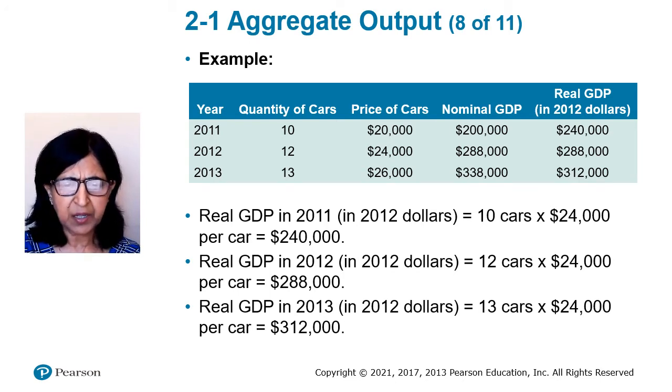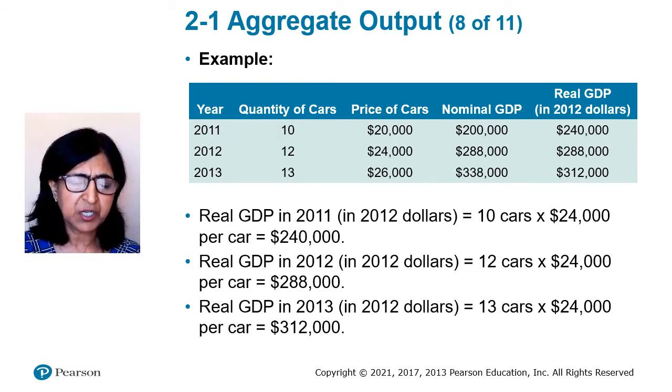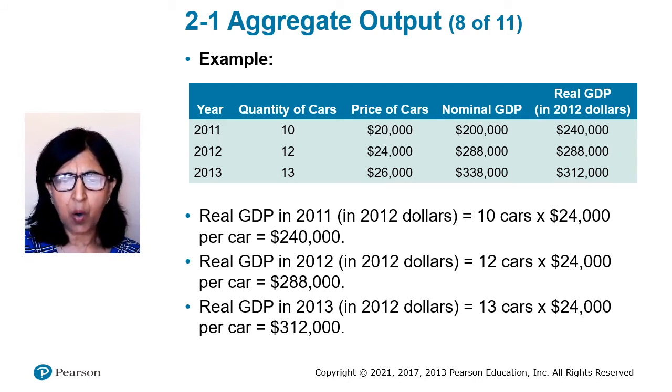Real GDP in 2012 in 2012 dollars equals 12 cars times $24,000 per car equals $288,000. Real GDP in 2013 in 2012 dollars equals 13 cars times $24,000 per car equals $312,000. Real GDP is calculated using constant or base year or common prices, which in this example is 2012 prices.